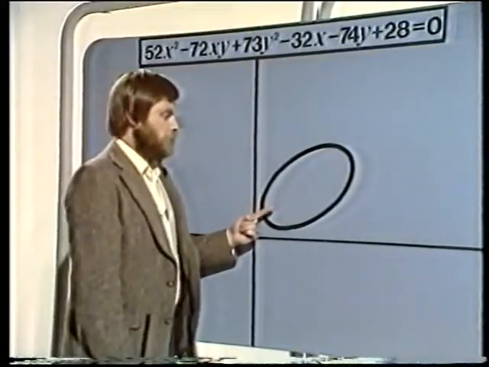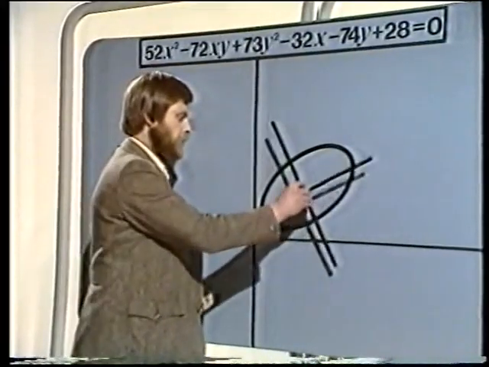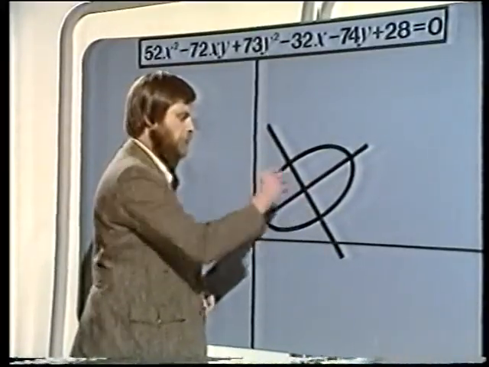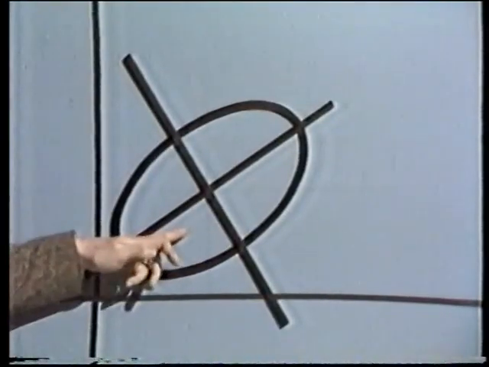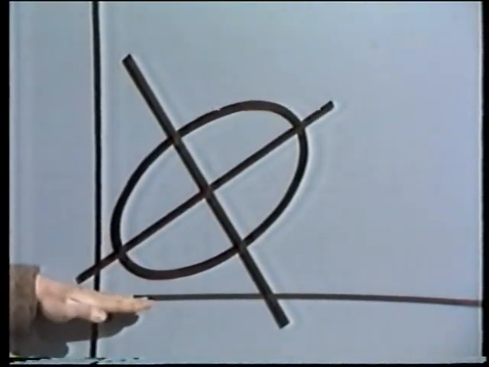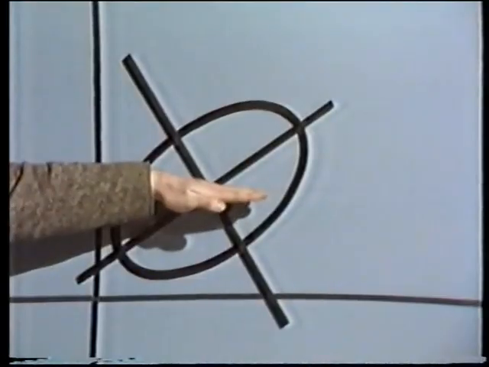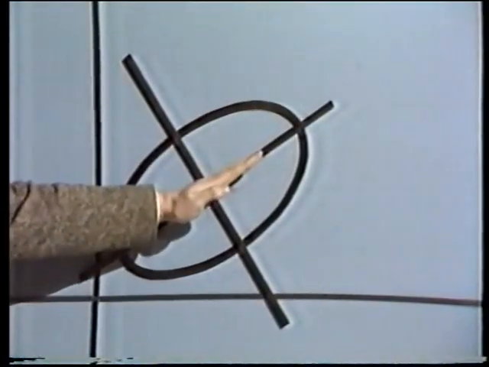Well, if this is an ellipse, then the standard position for the axes should be about there. And one way to get this new pair of axes is to start with the old ones and first translate and then rotate.